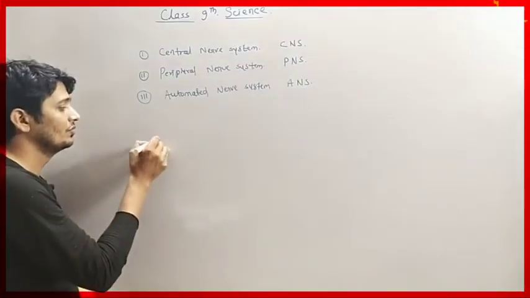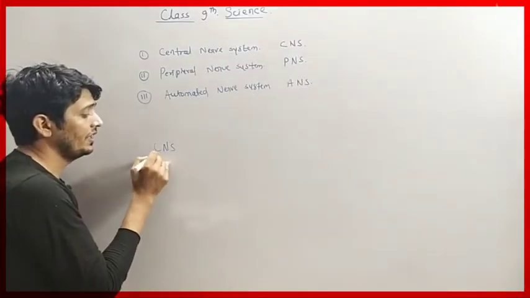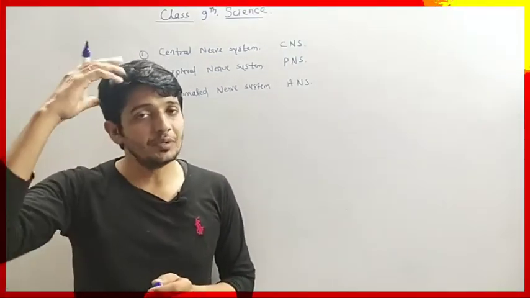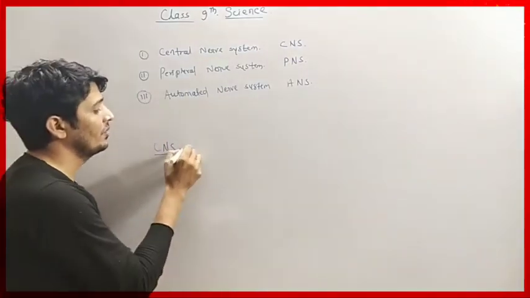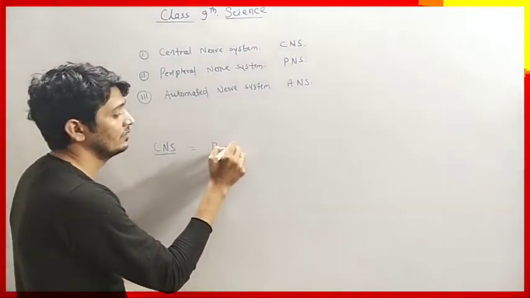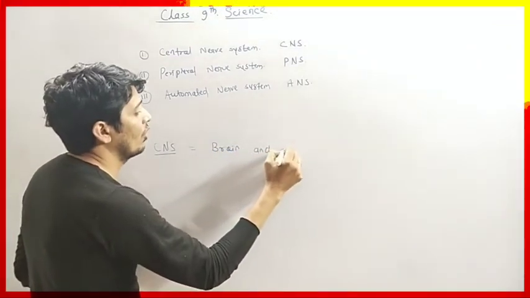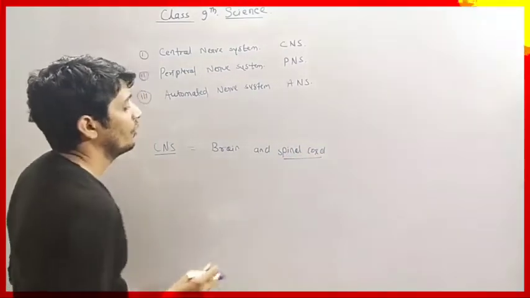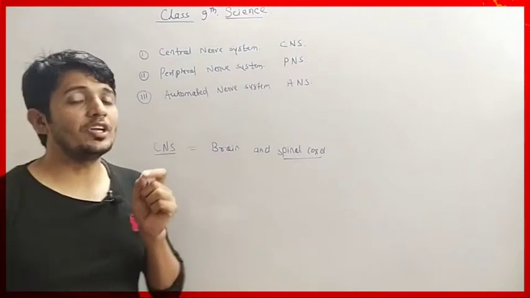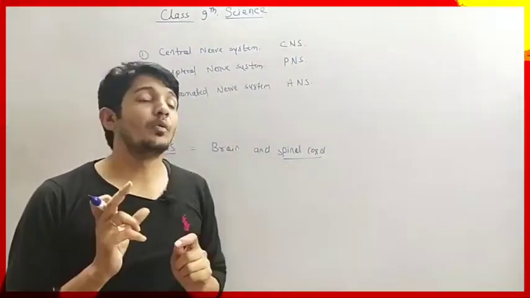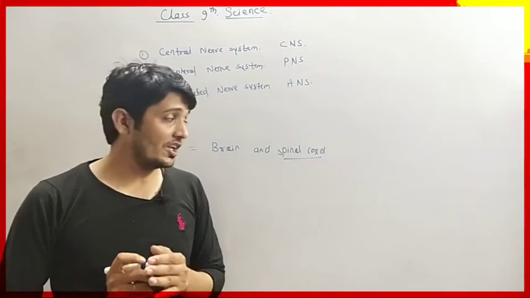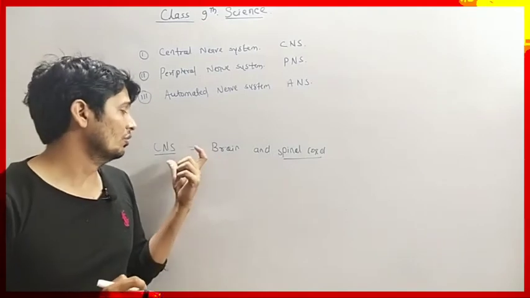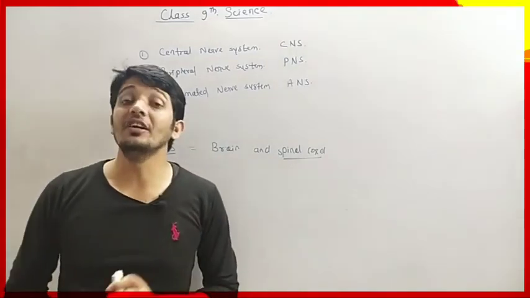Okay, so CNS. See, the central nerve system is the main controlling part of our body, that is the brain. So the central nerve system includes the brain and spinal cord. Spinal cord is a very thin thread-like structure which is present in our vertebral column. इसीलिए हम इस कॉर्ड को बोलते हैं स्पाइनल कॉर्ड. Okay, so now let's start discussing the central nerve system.